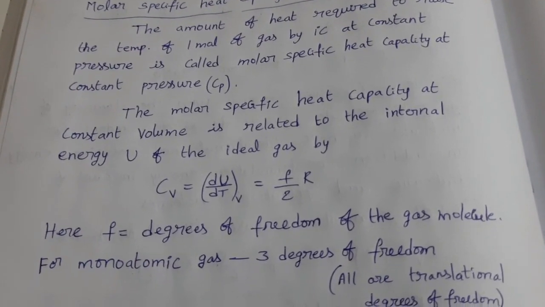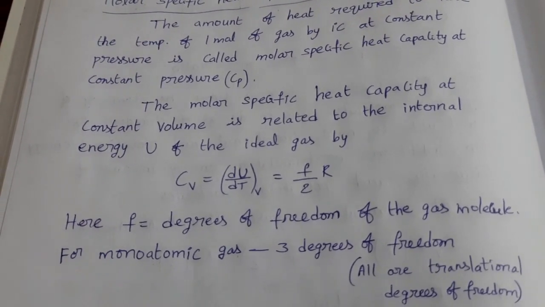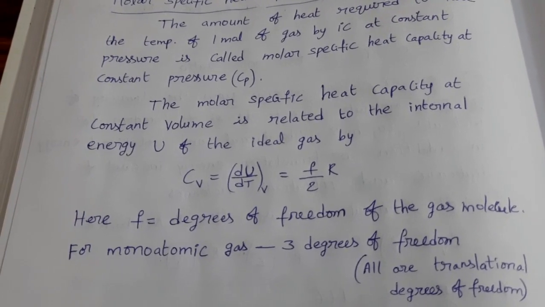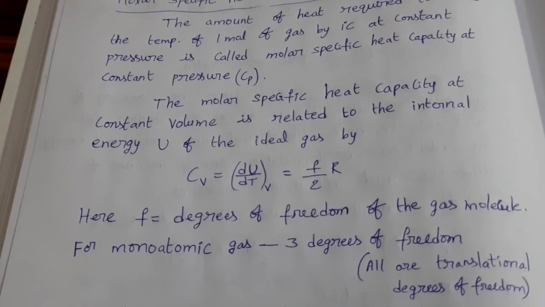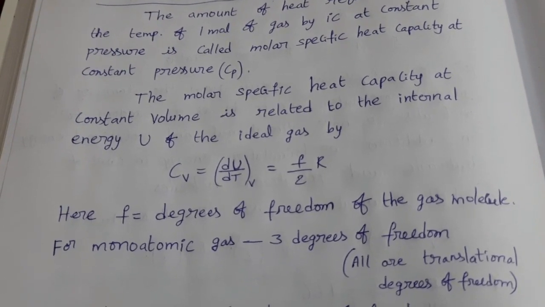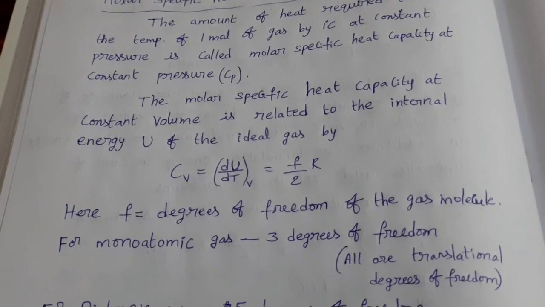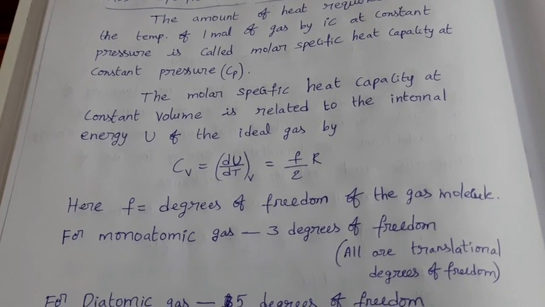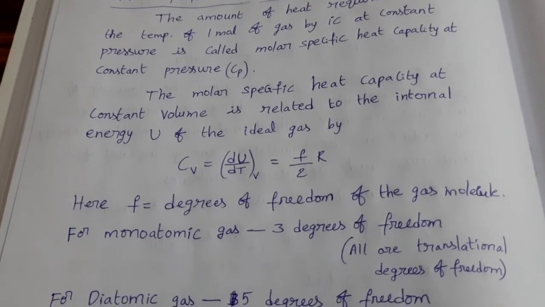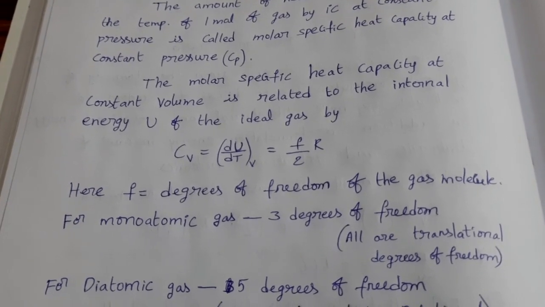Here we are considering 3 types of gaseous molecules: monoatomic, diatomic, and polyatomic. That means triatomic and any other. Based on the atomicity, we can classify the gas molecules in this way. Monoatomic means only one atom is present in the molecule. Diatomic, 2 atoms in the molecule. Polyatomic means more than 2 atoms, 3, 4 atoms are present in the same molecule.